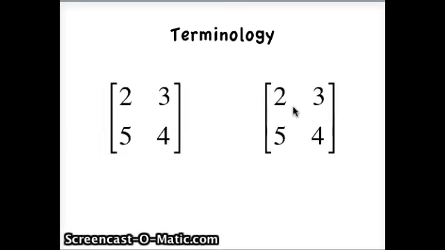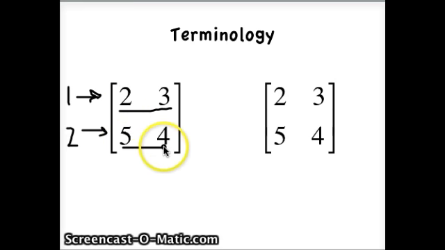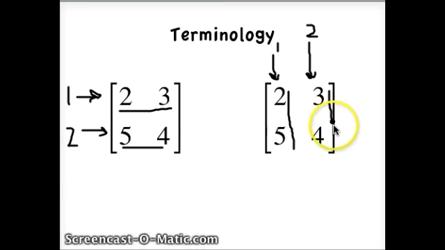Next, let's talk about the rows and columns of a matrix. So the rows, this is row number 1, this is row number 2. Rows run horizontally across. Columns run up and down, so this is column number 1, this is column number 2. That's very important: columns run up and down, rows run across.